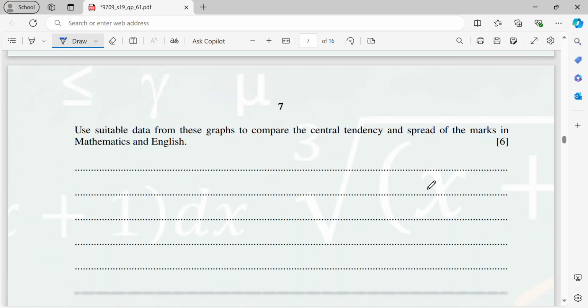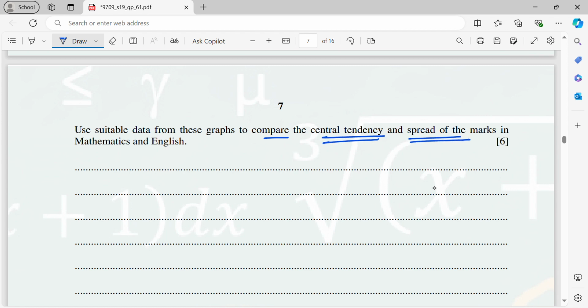Alright, so now use suitable data from these graphs to compare the central tendency and spread of the marks in mathematics and English. Okay, so basically this central tendency means median, right? Or I would say that it is mean as well. But then since we are using the cumulative frequency graph, means that now we are referring to median. It can be mean, median, and mode. Okay, central tendency itself. Mean, median, and mode. Okay, but according to the graph, you are just able to get the median.